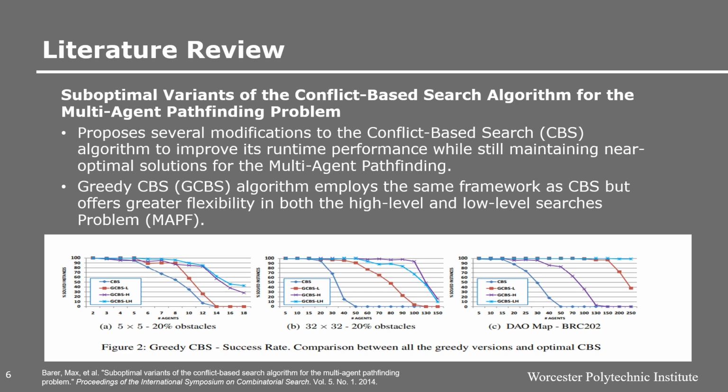Further, we dive deeper into the conflict-based search as it being the crucial part of our approach. So here is the paper, Suboptimal Variants of Conflict-Based Search Algorithm for the Multi-Agent Pathfinding Problem. In this paper, we essentially come across three major conflict-based variants. First, the greedy conflict-based variant. The GCBS algorithm employs the same framework as CBS but offers a greater flexibility in both high-level and low-level search problems for multi-agent pathfinding.